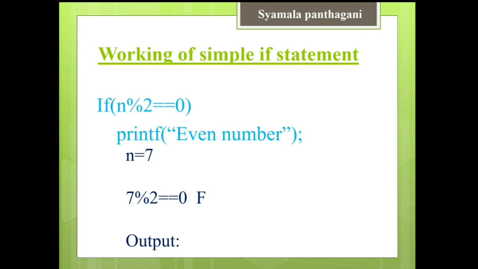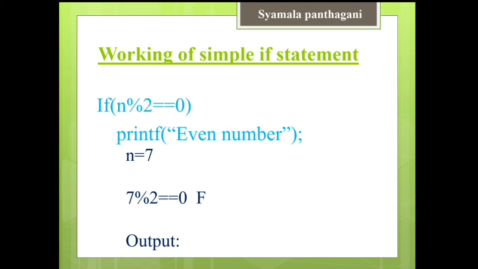Here, the if is there, no, that is called the condition. 7 mod 2 is equal to 0. Means when we divide the number 7 by 2, the remainder is 0. Is it true? No, the remainder is 1. That's why this condition is false. That's why the control doesn't print anything. It just simply goes to the next statement.